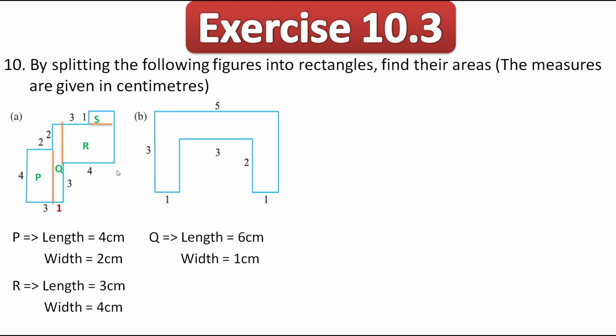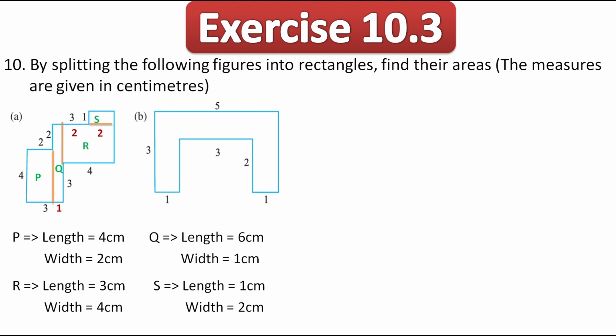Okay, now for S, see here, this whole line is equal to 4. Now as we had said that this much is 1, so this line is equal to 2. So 2 plus 2 is equal to 4. Therefore the width of S is 2 and the length is 1, that they have already given here. Now we have all the lengths and widths of all these 4 rectangles.